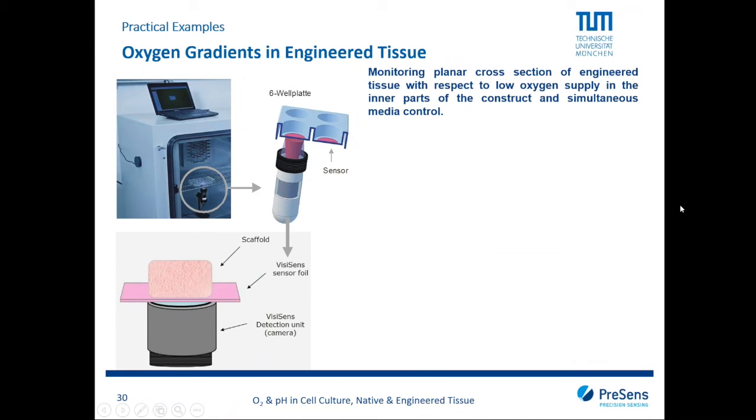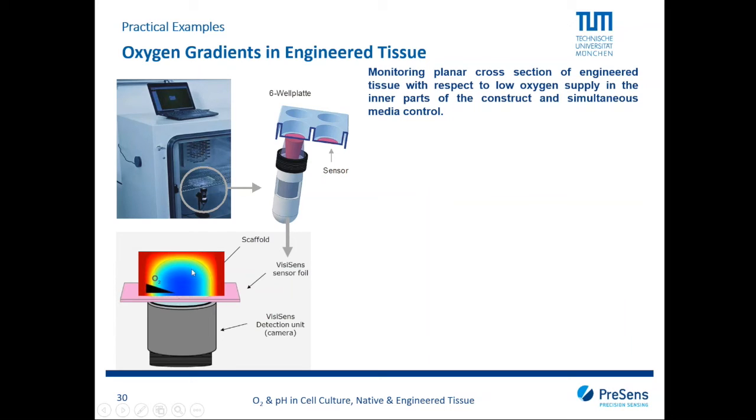Now let's head on to engineered tissue, or oxygen imaging in engineered tissue. This is really of special interest because in engineered tissue or in cell-seeded scaffolds, many people have the problem that they have hypoxic cores in the inner part of the scaffolds due to a lack of oxygen in there. And this causes cell death and also decreases the possible maximum sizes of the scaffolds.